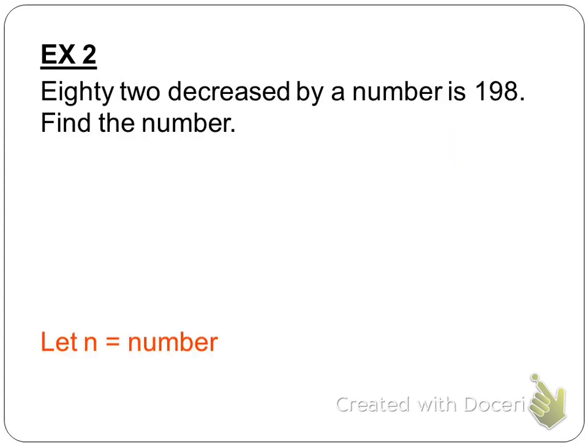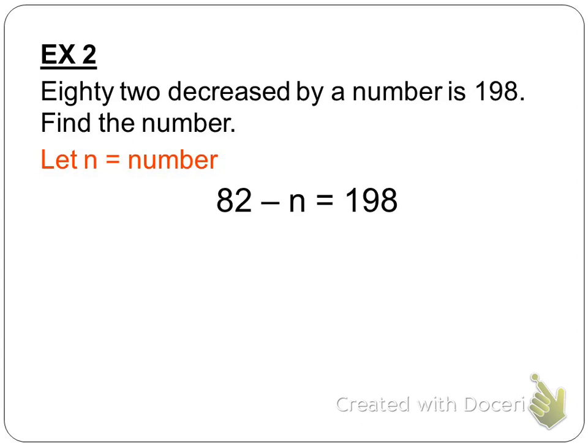So just like in chapter 1, first we have to define the variable. So I'm going to use an N for number. You can use X or T or whatever. Then I'm going to write an equation. So 82 decreased by a number. That's 82 minus N. Is where my equal sign goes. And then 198. Find the number. So how am I going to do this one?